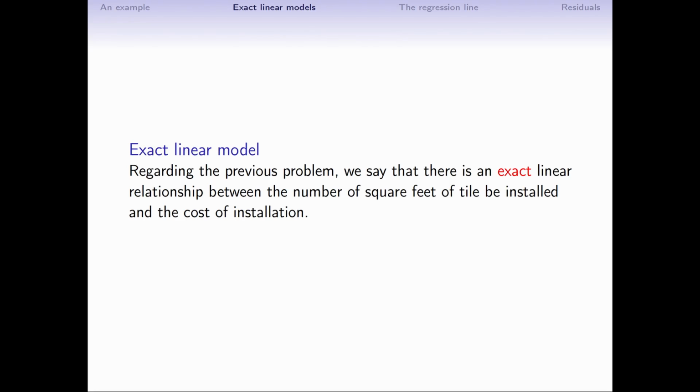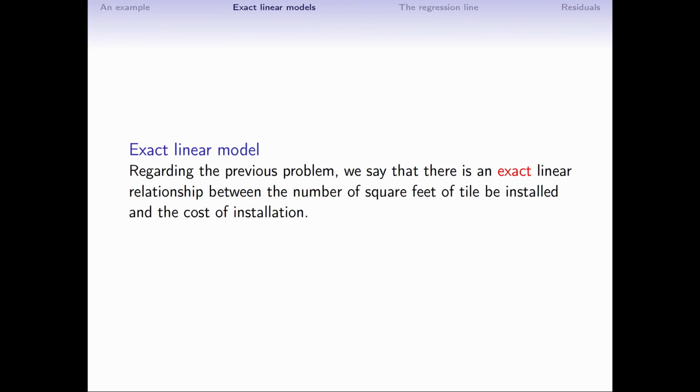Regarding the previous problem, we say that there is an exact linear relationship between the number of square feet of tile to be installed and the cost of installation. In other words, once I know how much tile is to be installed, I know exactly how much it's going to cost me to have that tile installed. Now, in truth, the relationship between the number of square feet of tile to be installed and the cost of the installation is never going to be this simple.